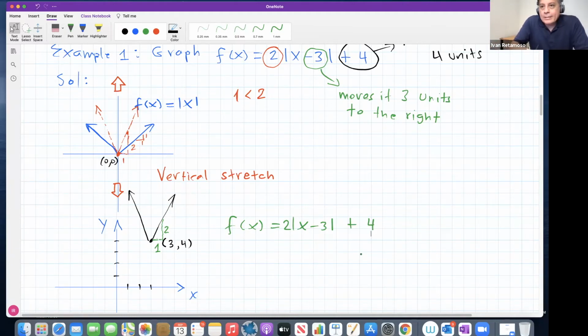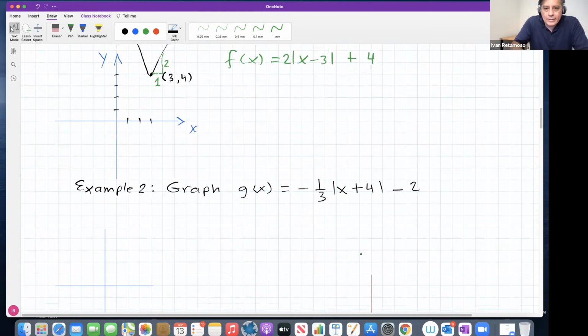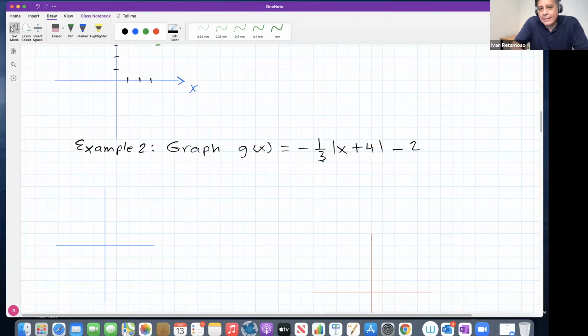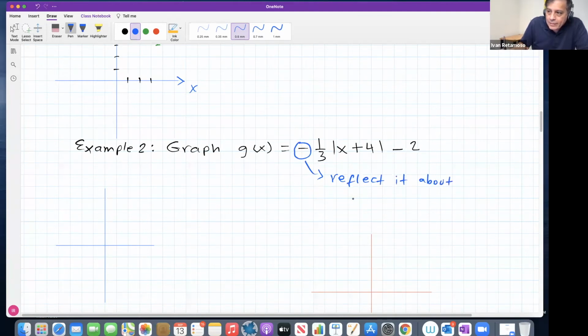Moving on, another example here before we go over the worksheets. Graph this: g of x equals negative 1/3 times absolute value of x plus 4, minus 2. Quickly, we identify that this negative sign is going to reflect our parent function, the graph of our parent function to be precise, about the x-axis.